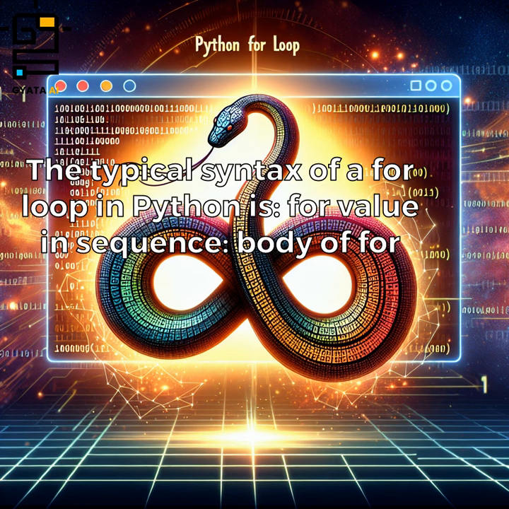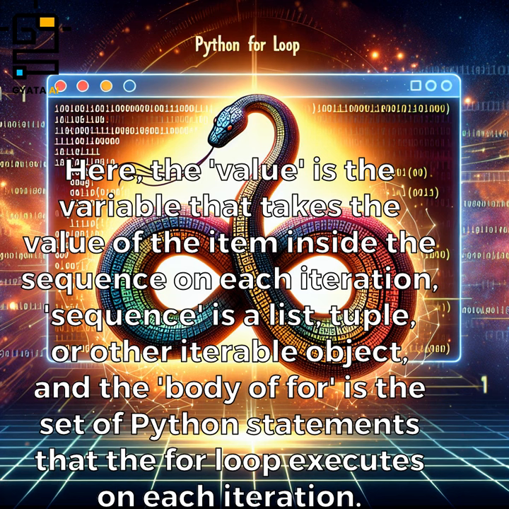Python for loop syntax. The typical syntax of a for loop in Python is: for value in sequence: body of for. Here, value is the variable that takes the value of the item inside the sequence on each iteration. Sequence is a list, tuple, or other iterable object, and the body of for is the set of Python statements that the for loop executes on each iteration.